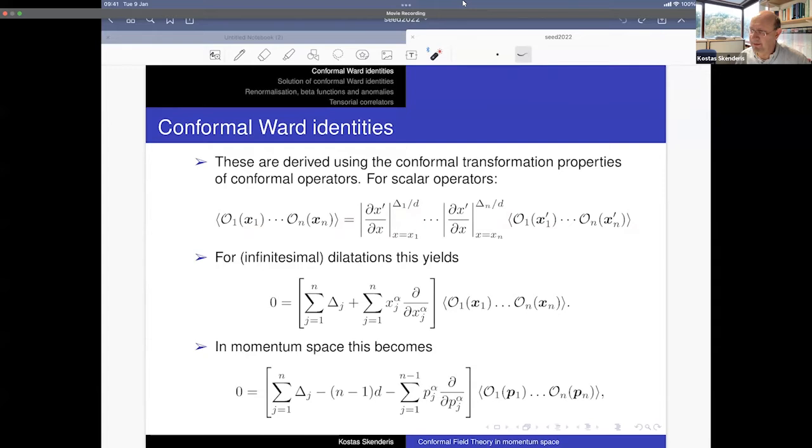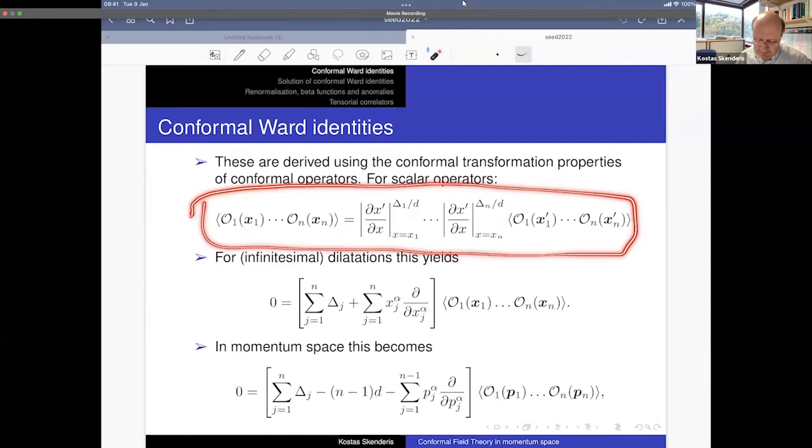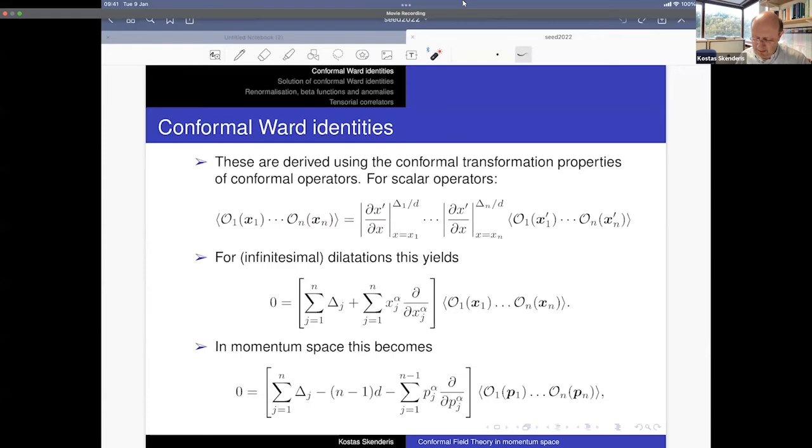So this is the defining equation that one wants to solve. Now you can start from here and write this in an infinitesimal form. And in infinitesimal form, this yields differential equations for the correlators. So for dilatations, this is a very simple equation that one gets, the equation over here.